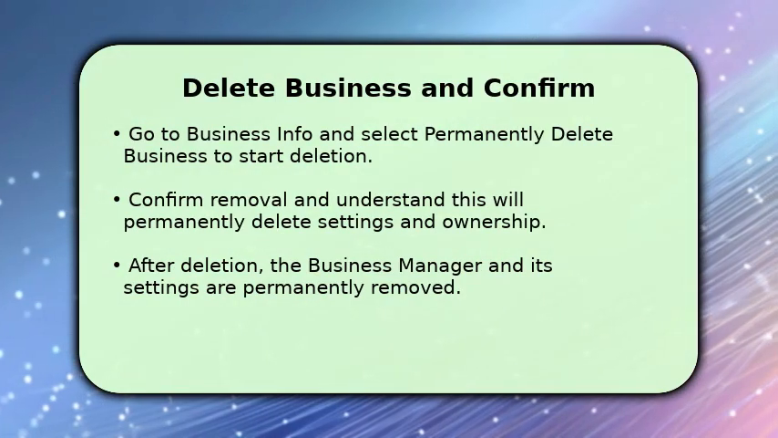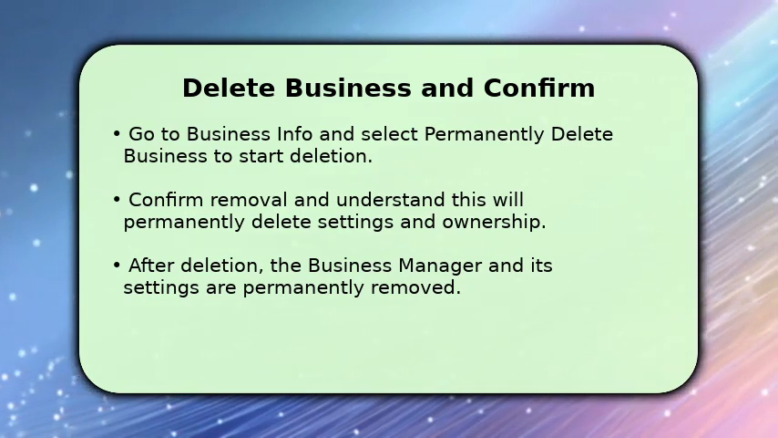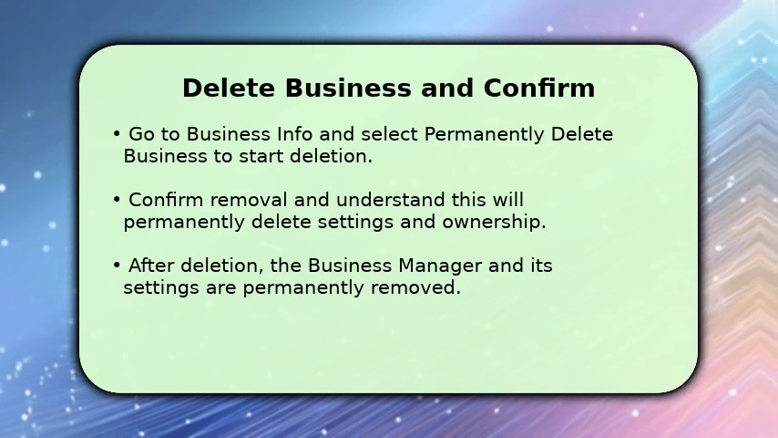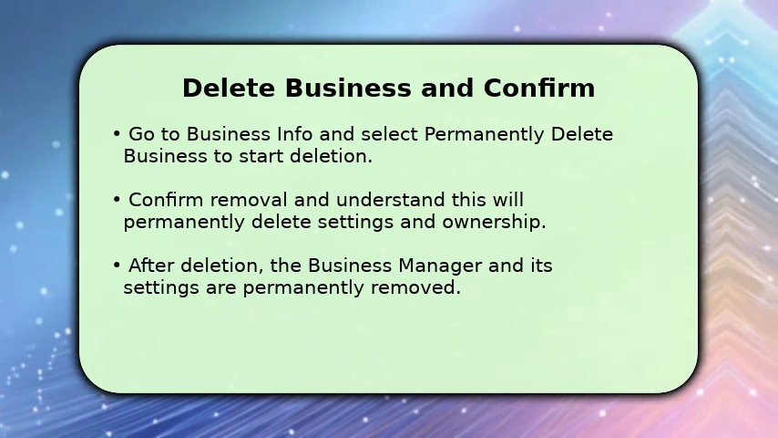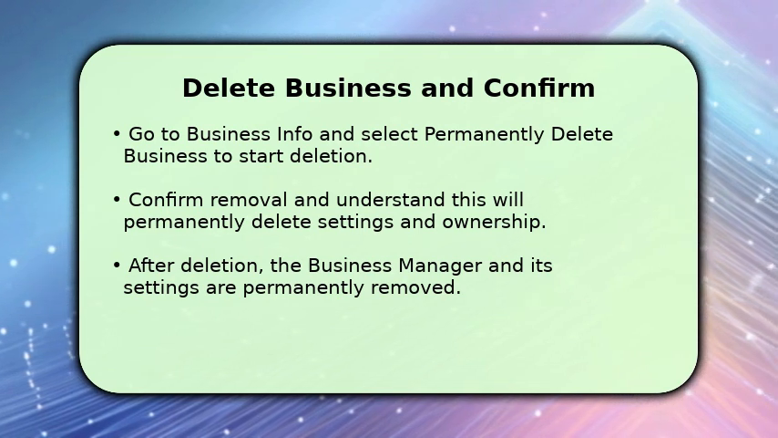When all assets and people are removed, go to Business Info in Settings. Find the Permanently Delete Business option and click to start the deletion process. Read the confirmation notice that explains permanent removal of settings and ownership.